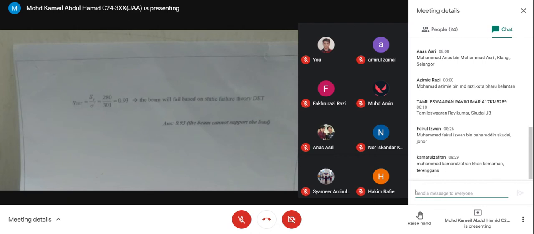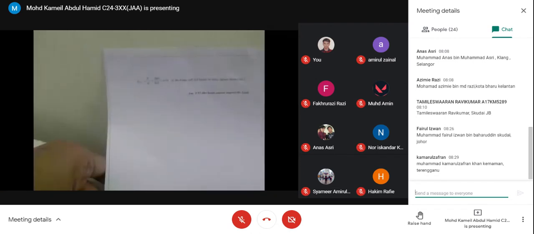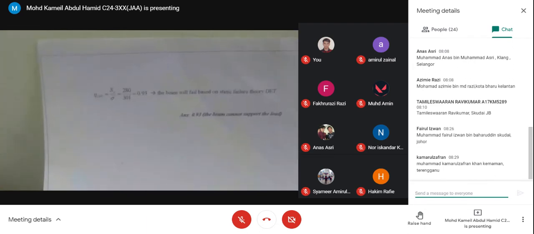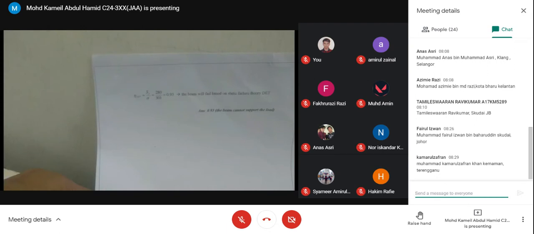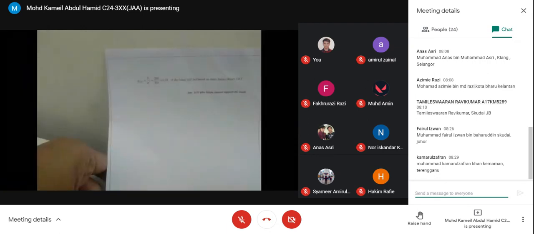Okay, so that is the justification lah. Based on failure DET, this beam EF cannot support the load. Okay, so that is the answer. Okay, ada soalan lain before we stop for a break sekejap.